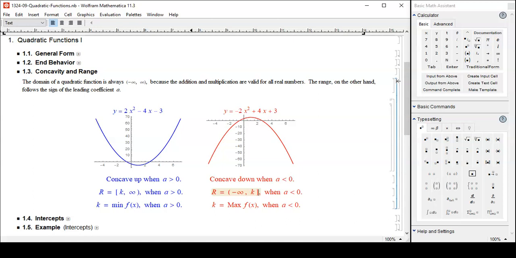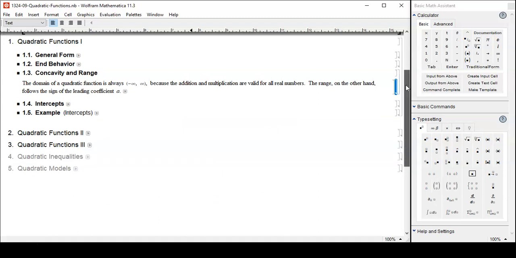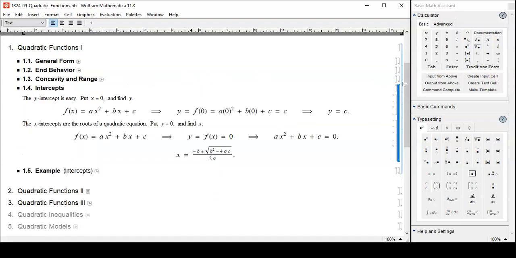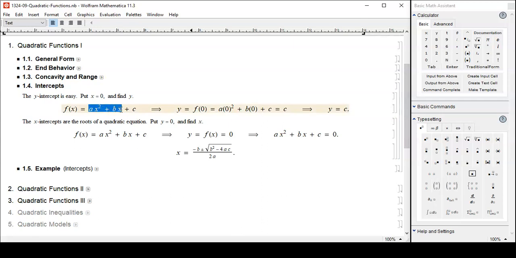Alright, so much for the summary. Now let's have some applications based upon the general form. The simplest application is the intercept problem. The y-intercept is easy. Put x equals 0 and find y. And what do you get? X is 0, so that term is 0. All you have is c.